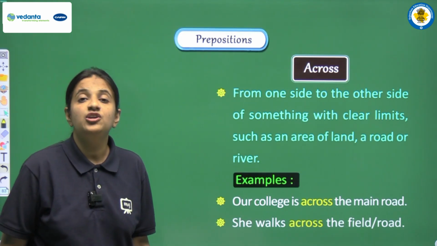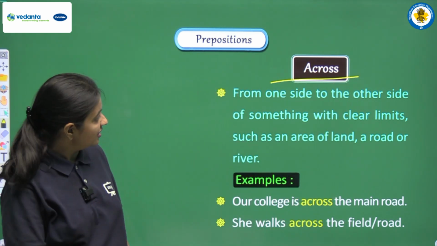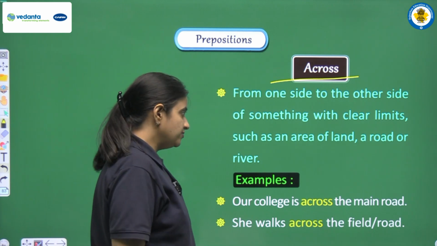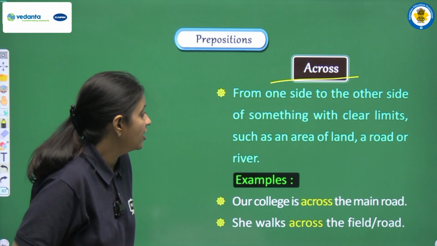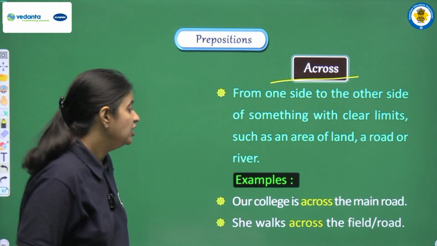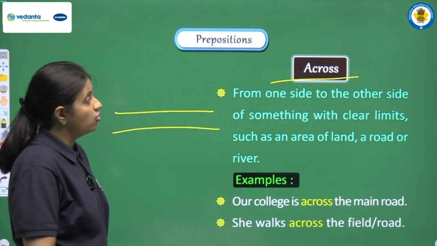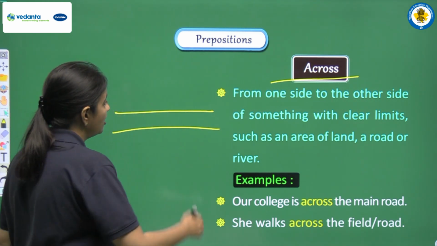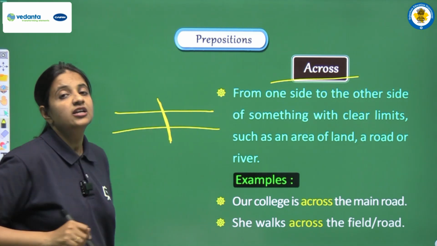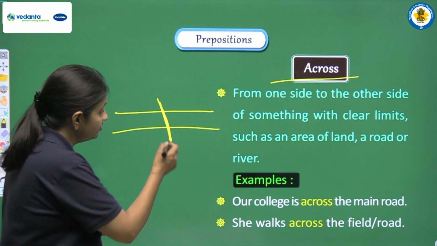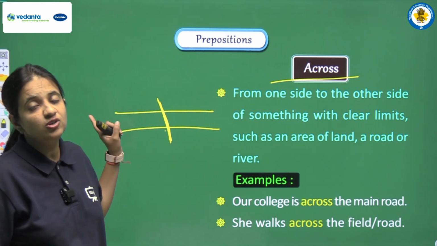Now we are having a new preposition, that is "across". Let's see the different uses of across that we are having. From one side to the other side of something with clear limits, such as an area of land, a road, or a river. Students, let's try to understand the difference between across and along. Across means we are crossing the road, going from this corner to that corner, from this side to that side, from right side to left side. This is the use of across.